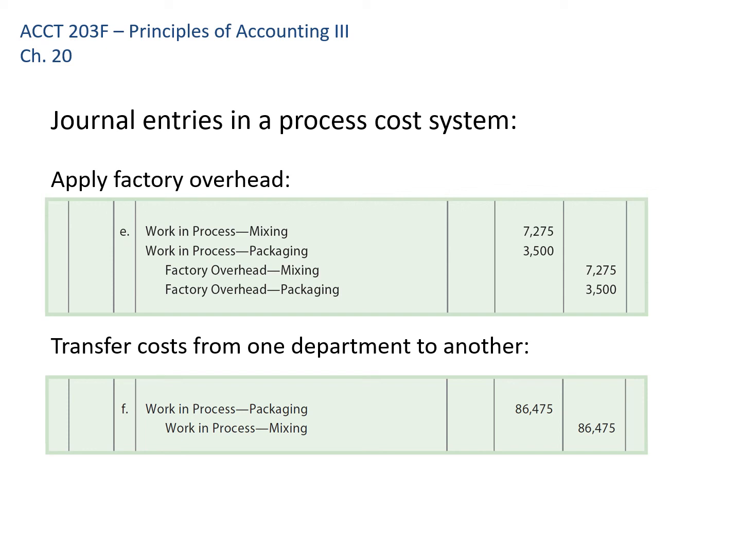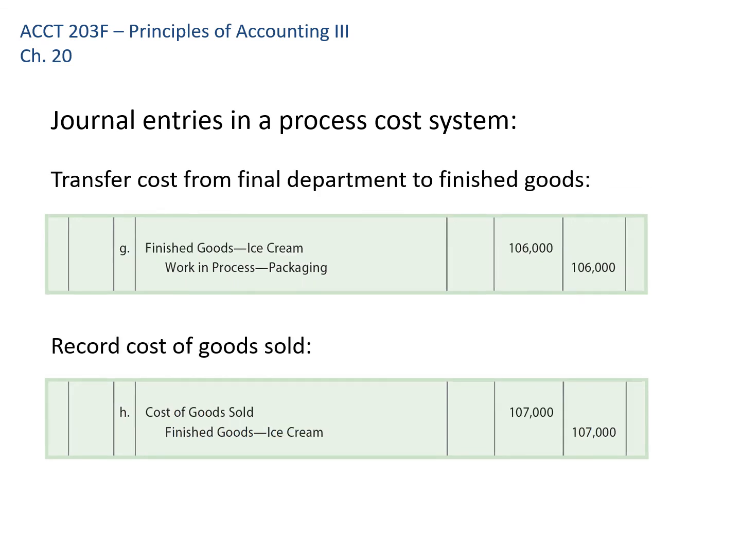Now, in this case, there's only two departments in this company, so when it leaves department 2, packaging, it's going to go into my finished goods inventory. In this case, it was an ice cream company, so it goes into finished goods for ice cream. Okay, that means it's on the shelf ready to go to a customer. When it goes to a customer, I debit cost of goods sold and I credit finished goods. So this gives you a clear picture of how the costs flow through from the material building into our factory, from each department in the factory to another, and then finally to the finished goods warehouse, and then into the back of a customer's truck.